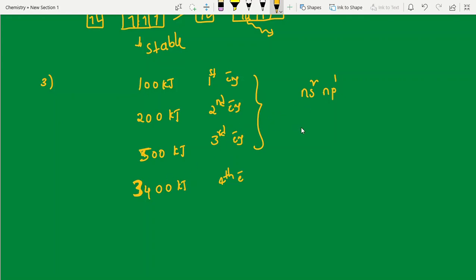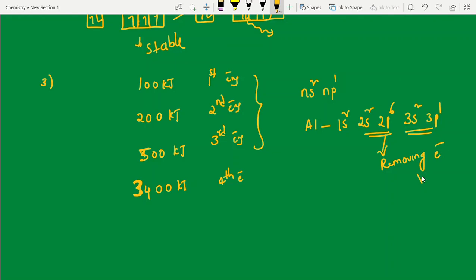Suppose you take aluminium: 1s2, 2s2, 2p6, 3s2, 3p1. See, after removing electrons, 3 electrons is okay. After that, from the 4th electron onwards, it is a completely filled electronic configuration, right? So removing an electron here is very difficult. Like that, you can expect the question.